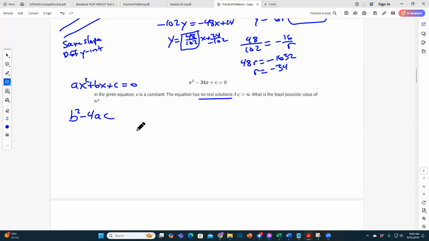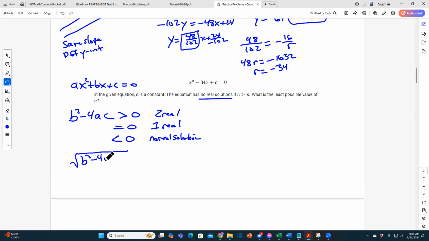Okay. If we want two real solutions, that's going to be greater than 0. We want one real solution, that's equal to 0. We want no real solutions, that's less than 0. Okay, so no real solution. Technically you get two imaginary solutions. So this goes back to the quadratic formula. Underneath the radical is the b squared minus 4ac. So if that's a negative number, the square root of a negative number is an imaginary number.